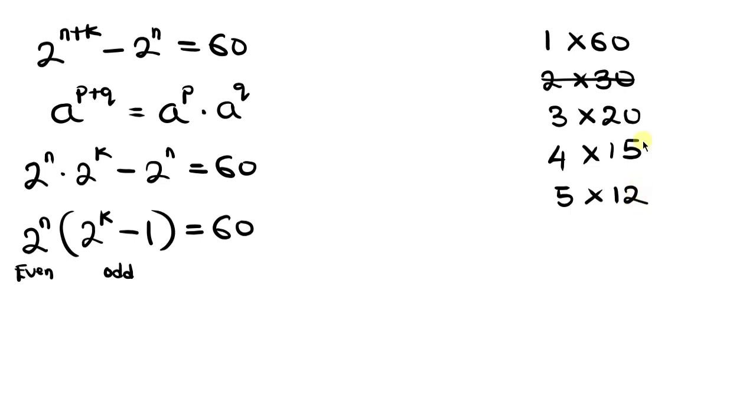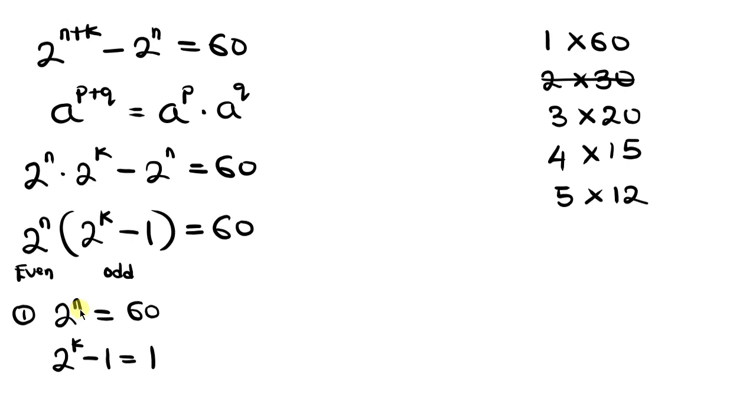So now we're going to be using this one after the other to see which one fits to give us our solutions. Now let's start with the first one. So I'm going to be taking the even factor, which is 2 to the n, and pair it with the even factor here, 60. And I'll take the odd factor, which is 2 to the k minus 1, and I'll pair it with the odd factor here, 1. Now there is something I failed to mention, that n is a natural number.